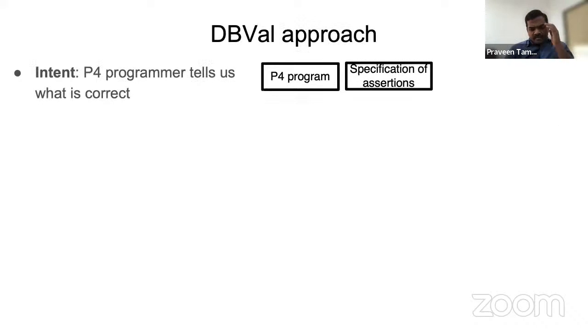Right. So in this work, we first let the programmer tell how the packet should be processed, which is nothing but the expected behavior. We express the expected behavior by asking the programmers to write certain assertions that they want to check. These assertions basically classify or filter the traffic and define the expected behavior for that traffic.